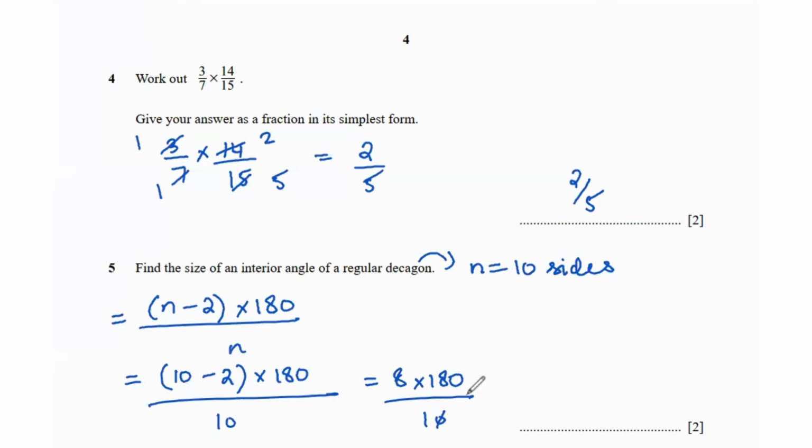180 divided by 10 is 18. So now what we do is 18 times 8. 8 times 8 is 64. Carry the 6. 8 ones are 8 plus 6, 14. 144 degrees is the size of each interior angle of this regular decagon.